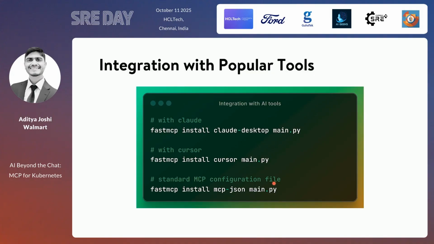Let's talk about how, once you have built the MCP server, you can integrate it with, let's say, Claude. If you're using FastMCP, there are a few commands that you can use to install that on Claude. You can install that on VS Code and Cursor as well. And if you don't want to use these tools, and rather want to do everything manually yourself, then you can get the JSON file out of it. With the help of this JSON file, you can easily integrate with any system that understands MCP. So I'll go to the demo part now.